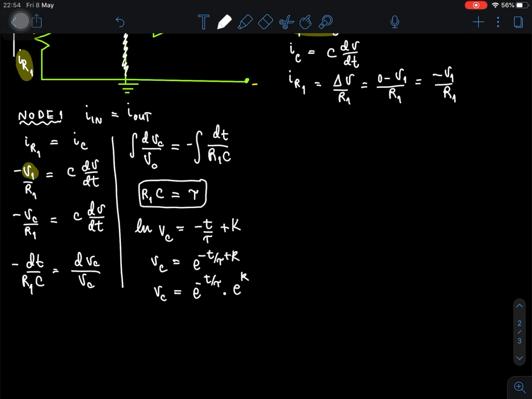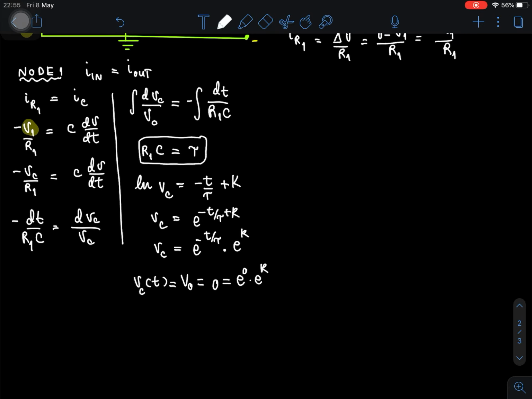What next do we know? We know that at the initial condition we have our Vc as a function of time at V naught equal to 0, and when we substitute 0 in, we have e to the power of 0 times e to the power of k. Okay, so now basically we are going to have our answer here.